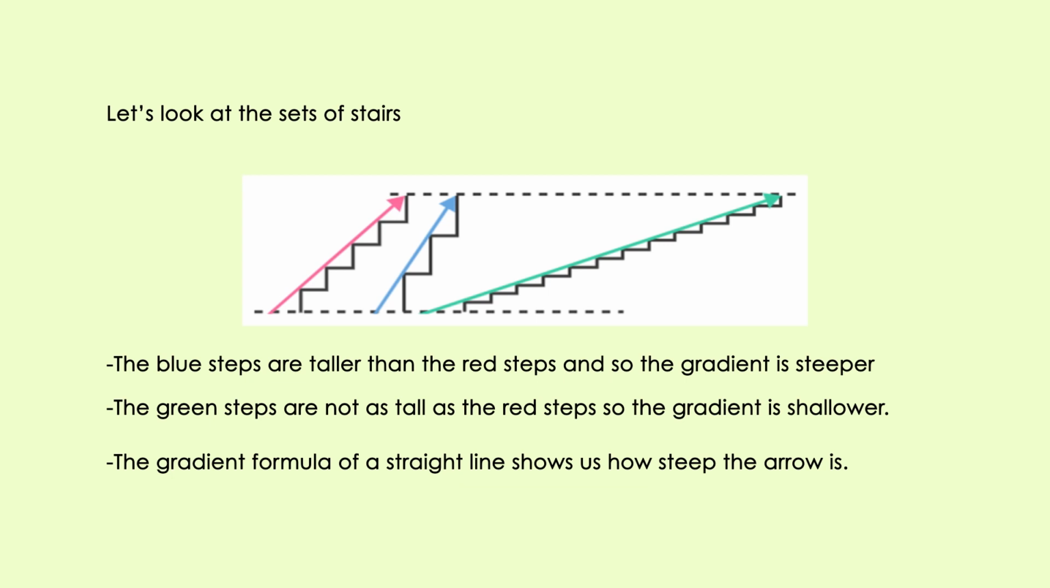There are 3 sets of stairs with red, blue, and green arrows. Notice that the blue arrow is steeper than the red arrow, and the green arrow is shallower than the red arrow. From your observation, you can see that the blue steps are taller than the red steps, so the gradient is steeper. The green steps are not as tall as the red steps, so the gradient is shallower. And the gradient formula of a straight line shows us how steep the arrow is.